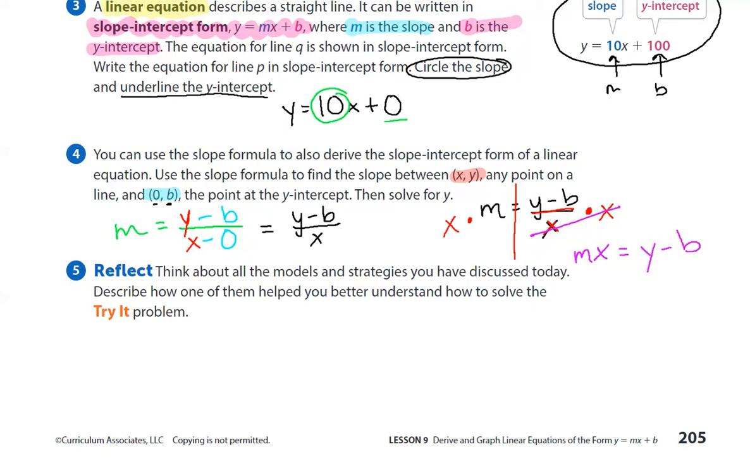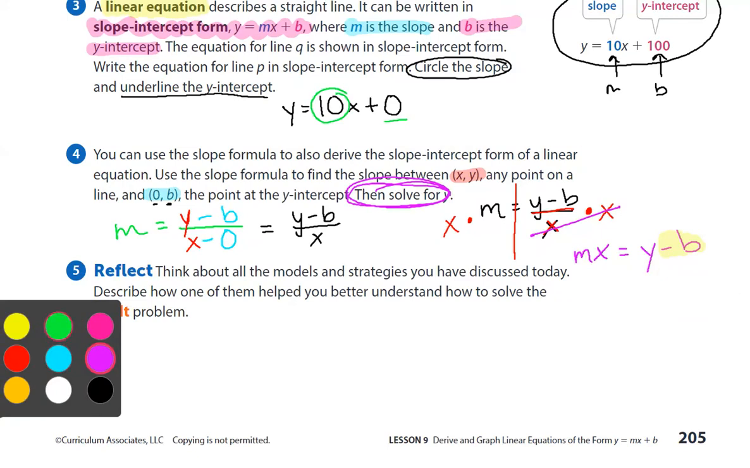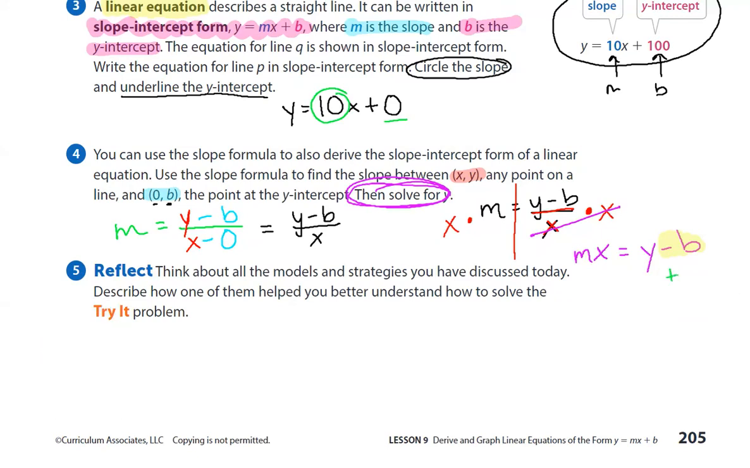Okay, it said solve for y, so remember that's my goal, is to get y by itself. So I still need to get rid of the minus b. If I need to get rid of a minus b, I need to do the opposite, which is a plus b. If I do something to one side of my equation, I have to do the same thing to the other side.